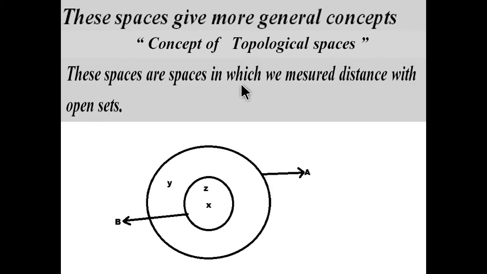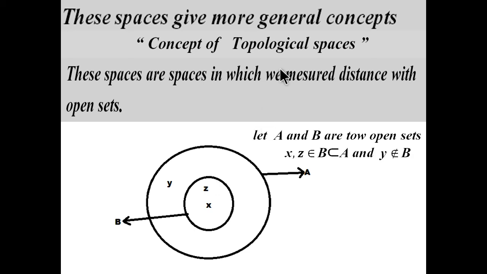These are spaces in which we measure distance with open sets. Let, if possible, we have two open sets, one is A and the second is B. Let x and z both belong to B and the set B is contained in A. Let y belong to A but not B. Then we can easily decide that point z is closer to x than y.